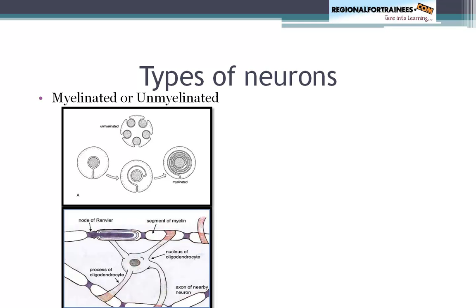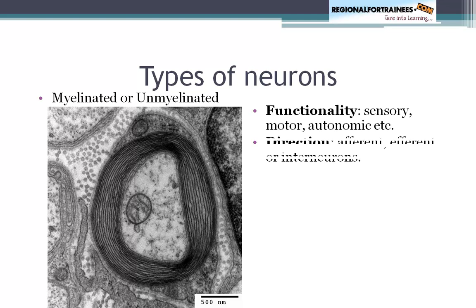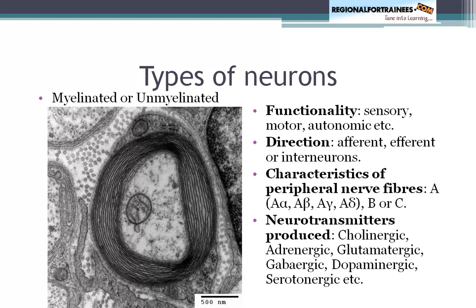the lower diagram. And this one shows the electron microscopic picture of myelin and its different layers surrounding a given axon. Apart from that, neurons can be classified depending upon the functionality into sensory, motor, or autonomic. They can be classified into which direction they carry the impulses, whether they bring in the impulses or they take the impulses out, and so on. They may be classified upon their nerve characteristics, their conduction velocities, presence and absence of myelin, their thickness, and so on. And finally, they may also be classified depending upon the type of neurotransmitters they release at the synaptic junction.